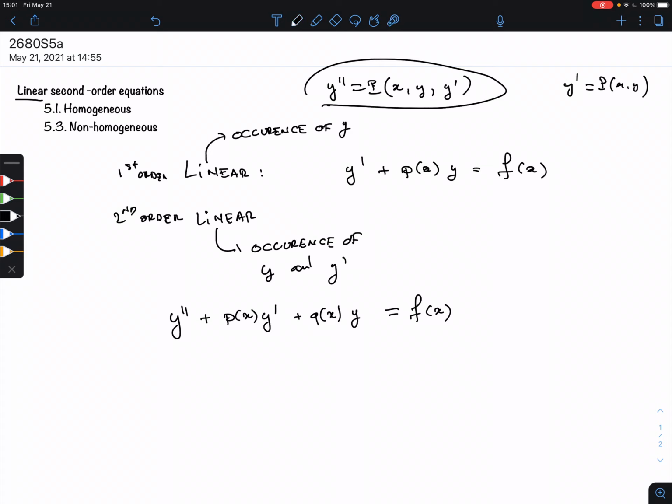Now, in general, of course, remember the initial conditions? Let me write that here. Let me get rid of this one now, so that I give myself a little bit of space. So, initial conditions.